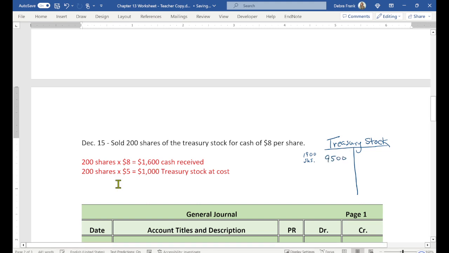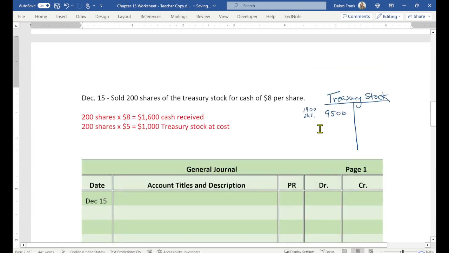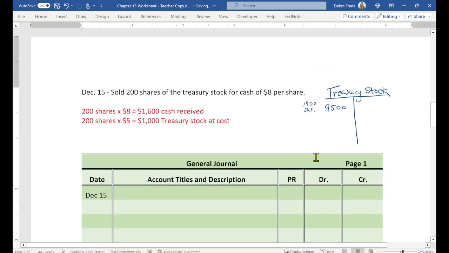Let's just remind you again. There it is, the debit. And we just sold 200 shares. And so that was 1,000, right? 200 times 5, the cost. And that was 12.15.